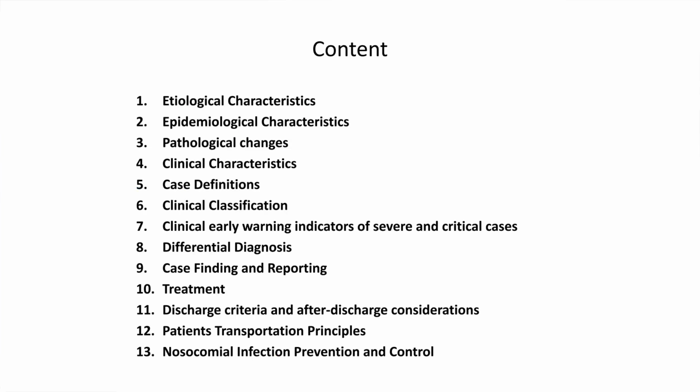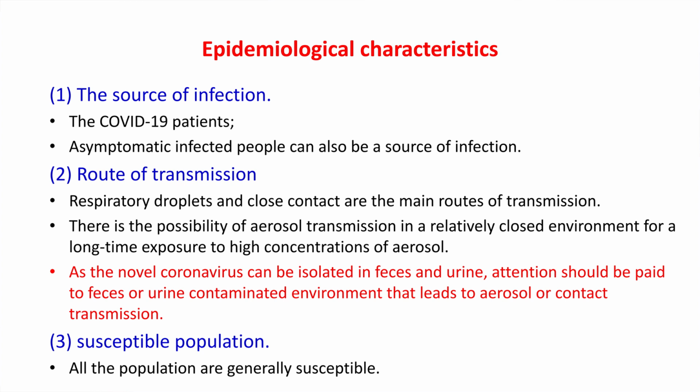The protocol includes 13 parts. First of all, the epidemiological characteristics is mentioned by Professor Gao. It solves infection all the patients as source. And also, symptomatic infected people can also be a source of infection. We talk about the infectious case cluster from asymptomatic infected people.